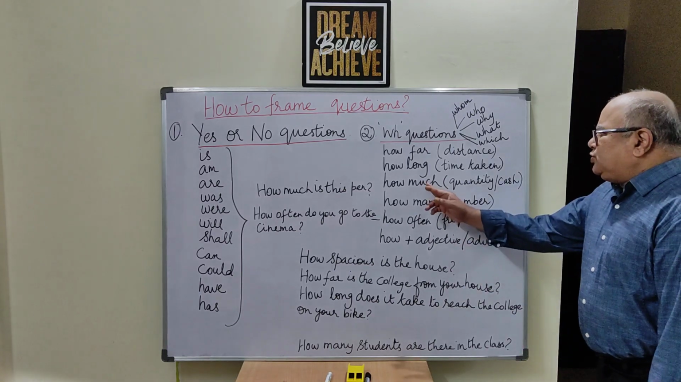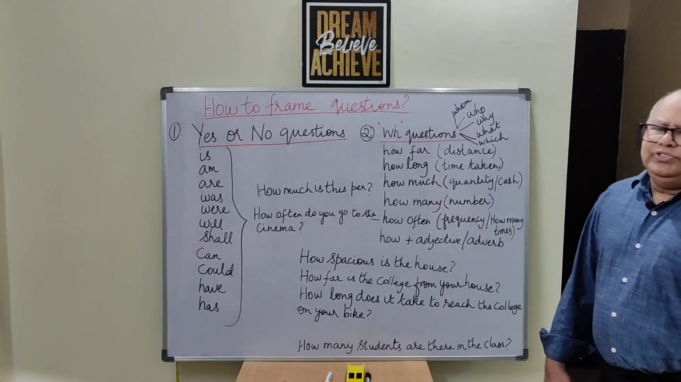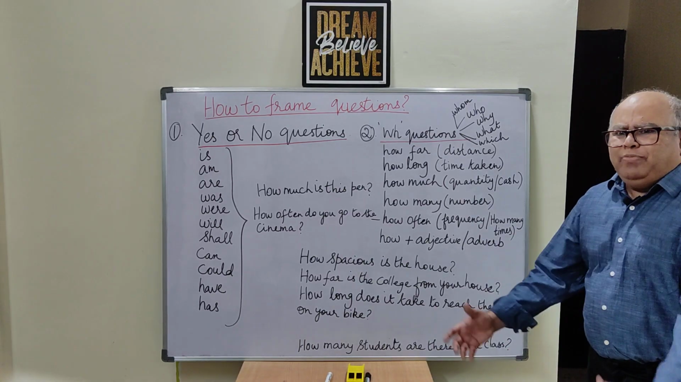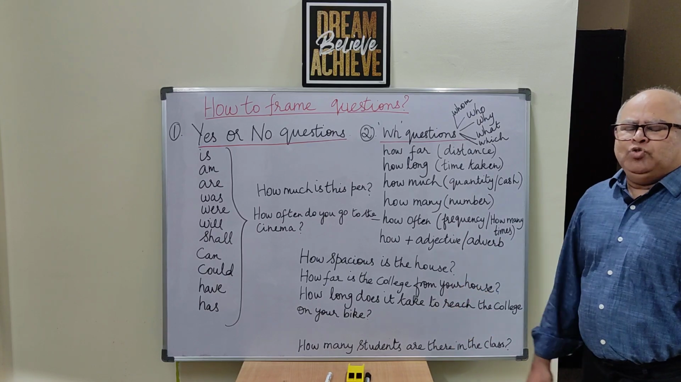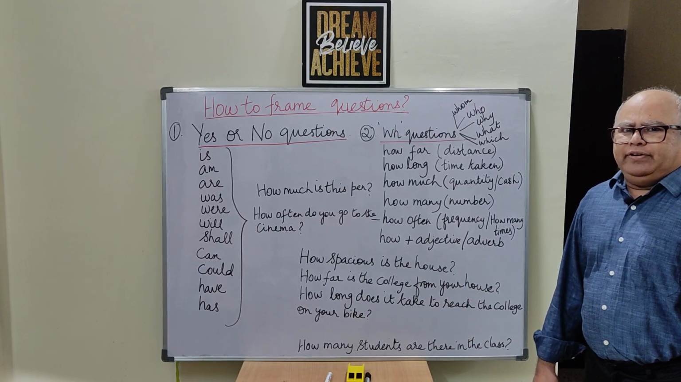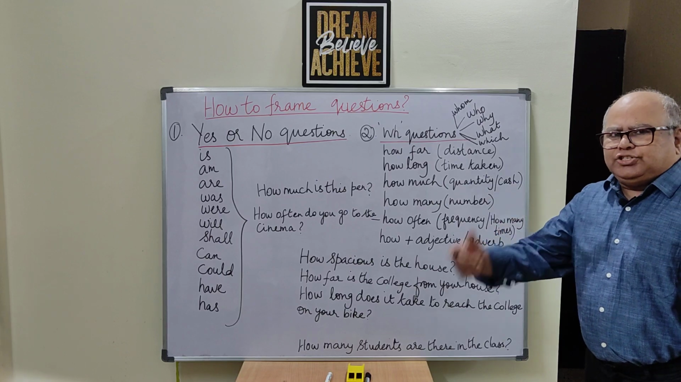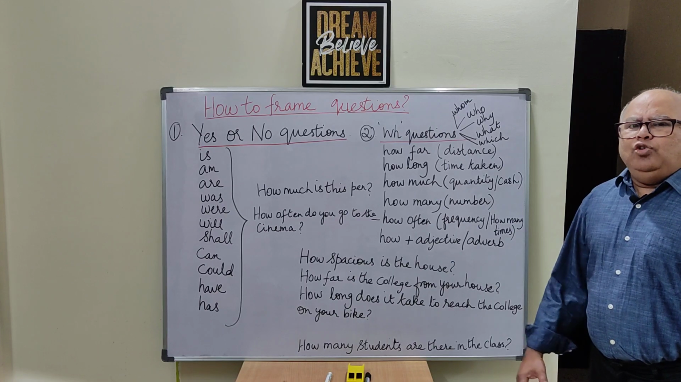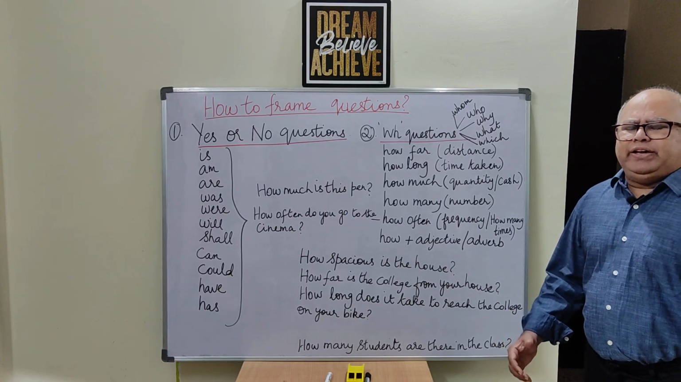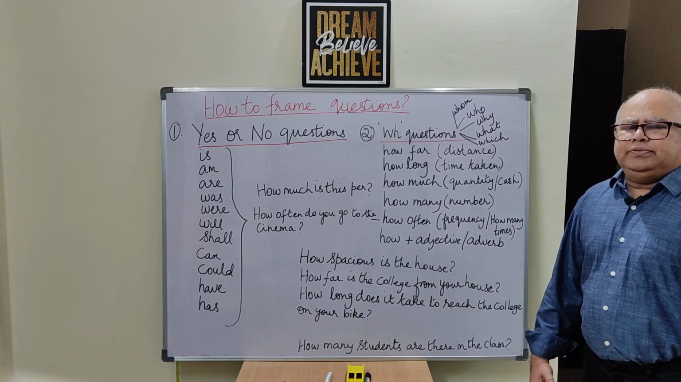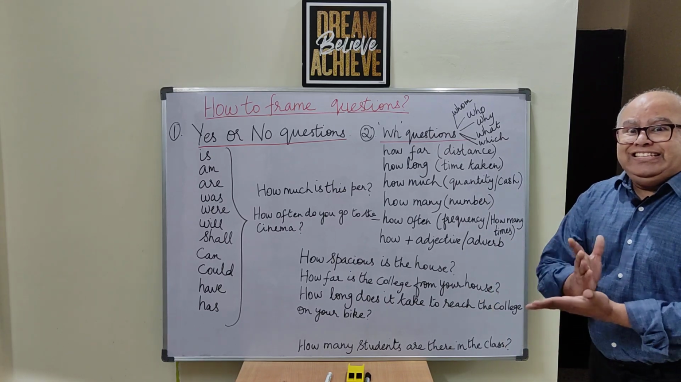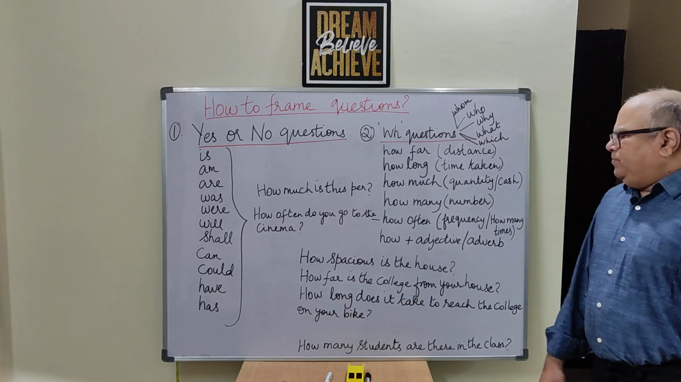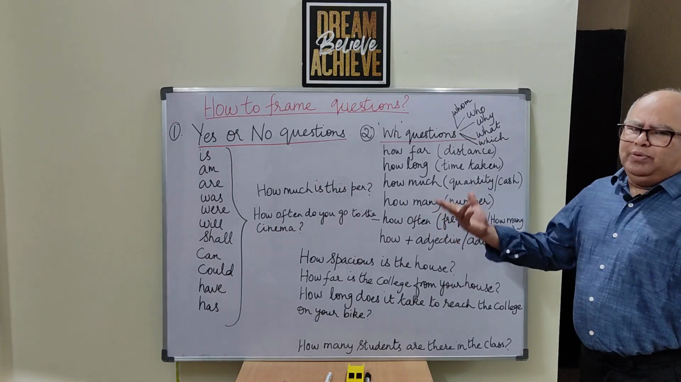Okay. Look at the next one. How much? Generally cash. How much do you have in your pocket? How much is this pen? Meaning cost. How much? And quantity also. How much water is left in the bucket? I have to take a bath. Okay. Quantity.